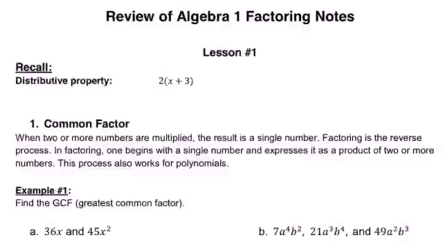So the first thing I want to do for lesson 1 is to think about the distributive property. This is something that we talked about at the beginning of the year as well. When we distribute, we're multiplying the number outside the parentheses by everything inside. So we're first going to multiply 2 times x, which is 2x, and then 2 times 3, which is 6, and we add those together. Factoring is just the opposite of that. We're factoring or dividing out that 2 and putting it in front of our parentheses. So again, factoring is the opposite of distributing or multiplying.